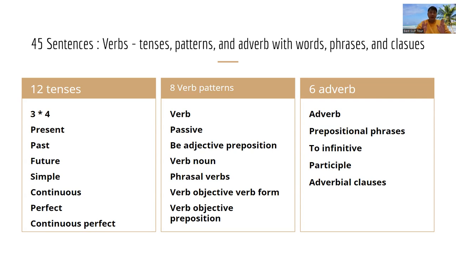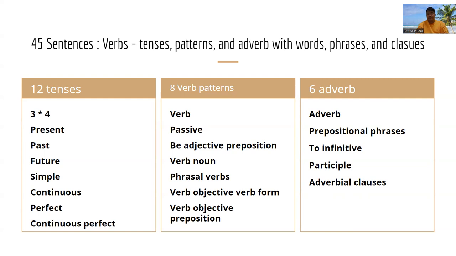Second, the eight verb patterns. The verb patterns are very unique. They are: only a verb, passive verb, be plus adjective or preposition, verb plus noun, verb plus nouns, verb plus object and verb, or verb plus object and to-infinitive, or verb plus object and participle. There are also patterns with verb, object, preposition, and object. With these eight verb patterns we can practice, and we can make more sentences.